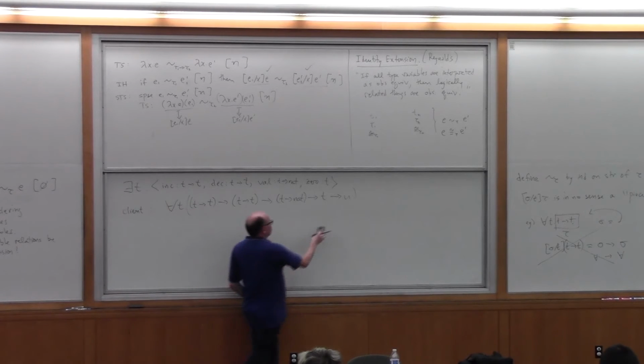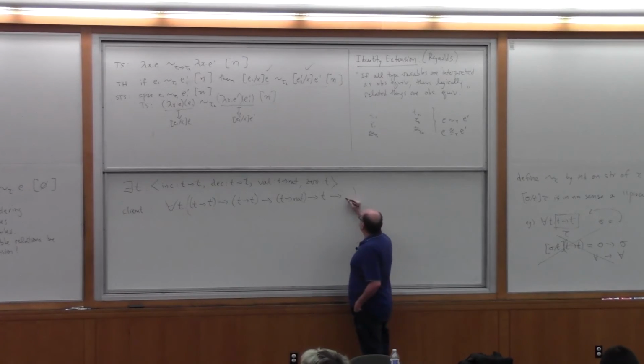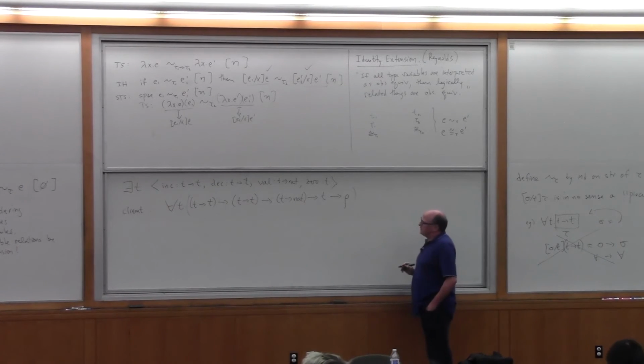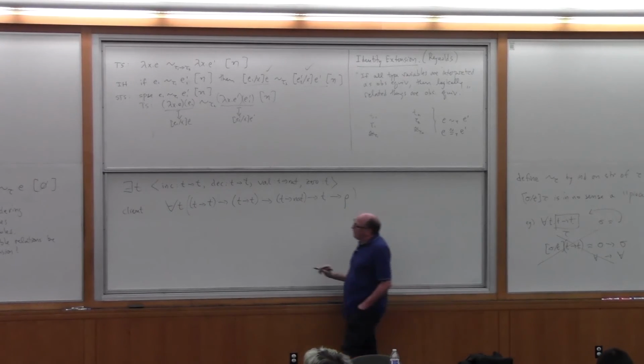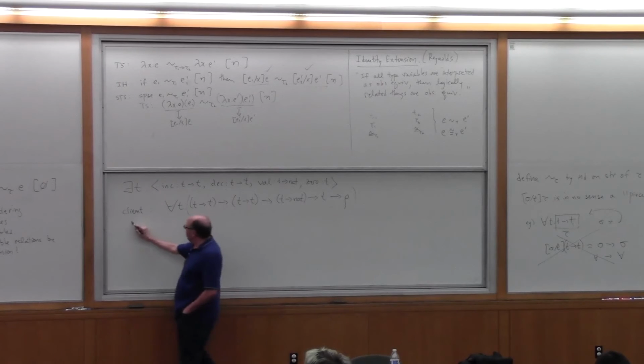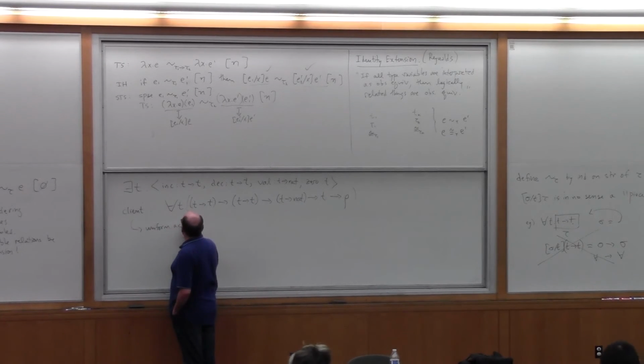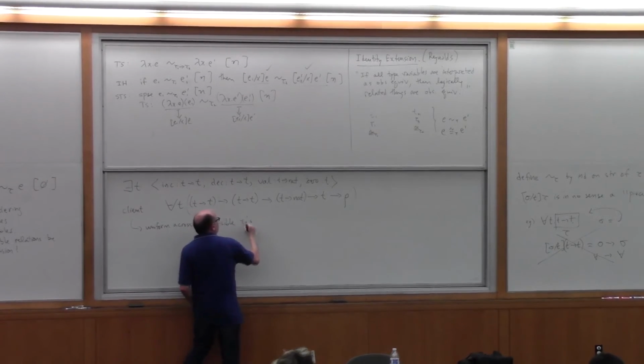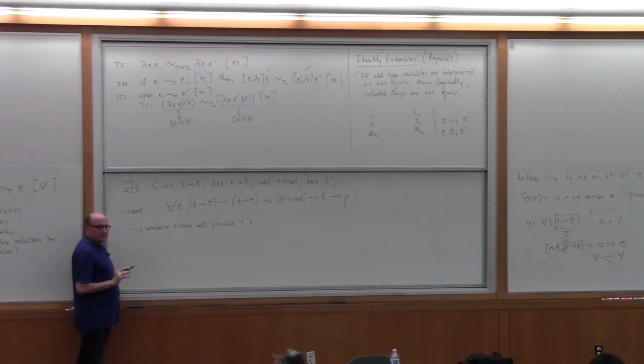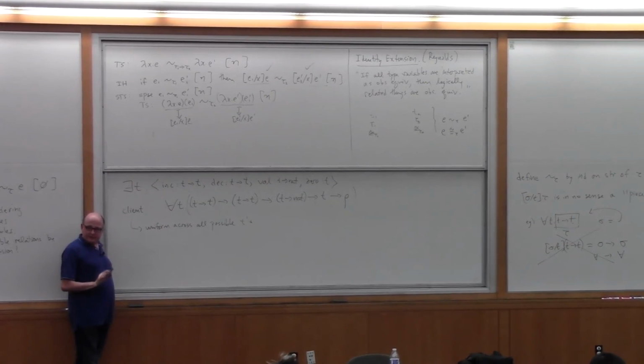I'm aware that I'm short of time. So the client looks like this. So what does the client say? The client is polymorphic. So the idea is the client is uniform across all possible t's. Okay? It quantifies over these relations.